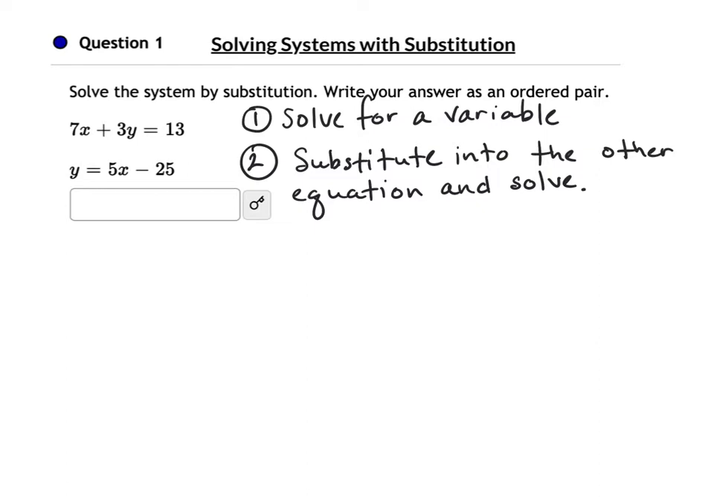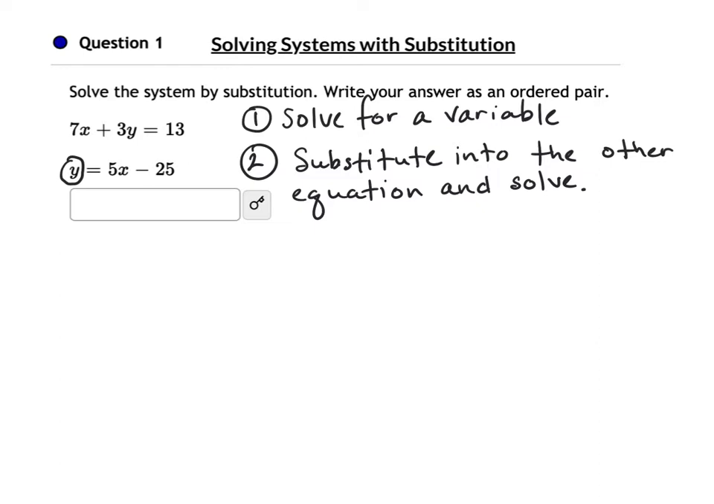Notice if you look at this question that we have a variable by itself. Y is all by itself. If you don't have a variable by itself, that's the first thing you have to do, and that will happen later in the assignment. For these first questions, though, it's set up for you. You've already got a variable by itself. So our second step is to substitute into the other equation and solve.